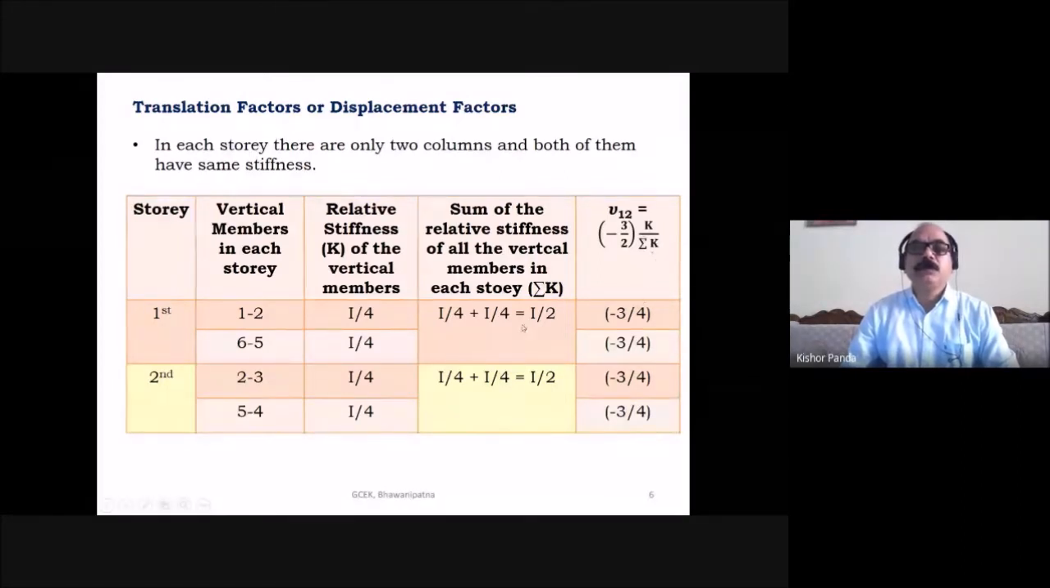So here you see. When we find out that nu 1-2 is equal to minus 3 by 2 into I by 4 divided by I by 2. So the value is minus 3 by 4.